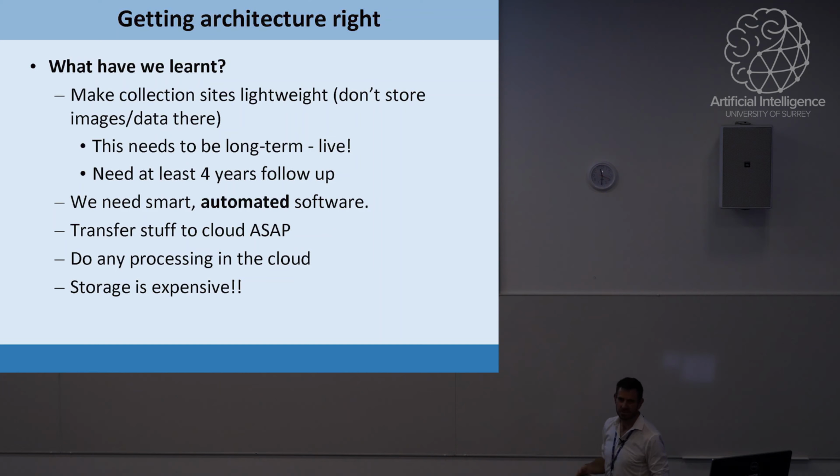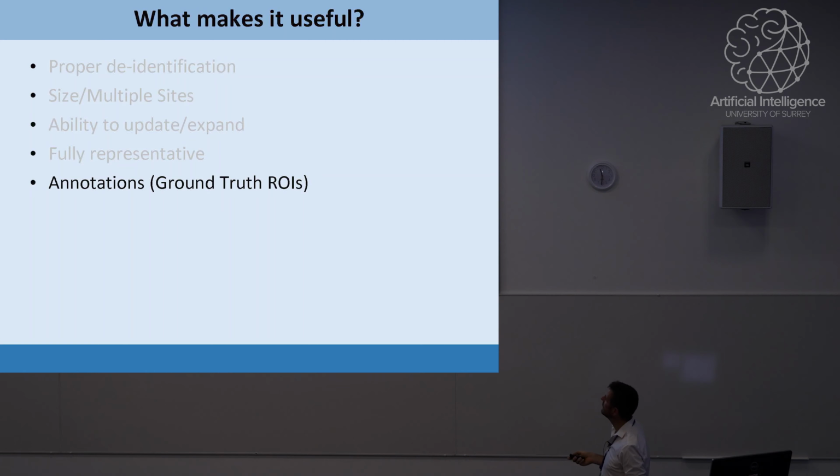That means we need smart automated software, and it's not always easy to get that working. And yes, storage is really expensive. So moving on to the annotations. This is finding out the location of the cancer.